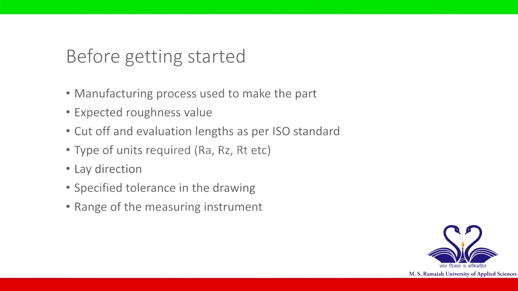Before getting started with the measurement of surface roughness, let us understand more about the prerequisites for roughness measurement. One has to have the following information beforehand. 1. Manufacturing process used to make the part or specimen. 2. Expected roughness value. 3. Cutoff and evaluation length as per ISO standard. 4. Type of units required: Ra, Rz, Rt, etc. 5. Lay direction. 6. Specified tolerance in the drawing. 7. Range of the measuring instrument.